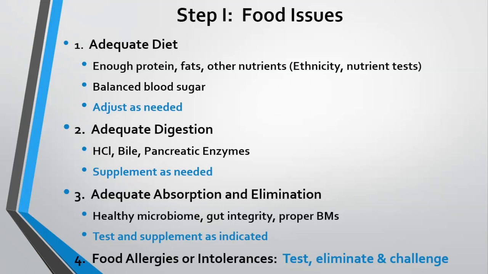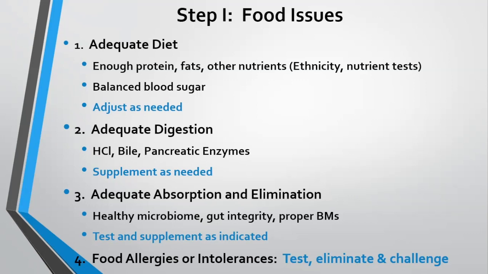Then you want to check to see if they are eating to support balanced blood sugar, and you adjust as needed. So the very first step is often really to work on somebody's diet and nutrients. Is there enough there? Is it adequate? Nutrient adequacy and blood sugar.